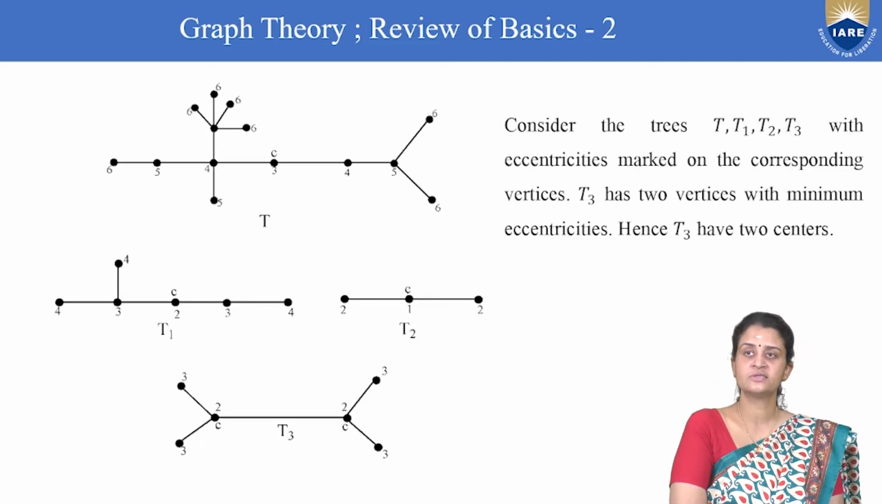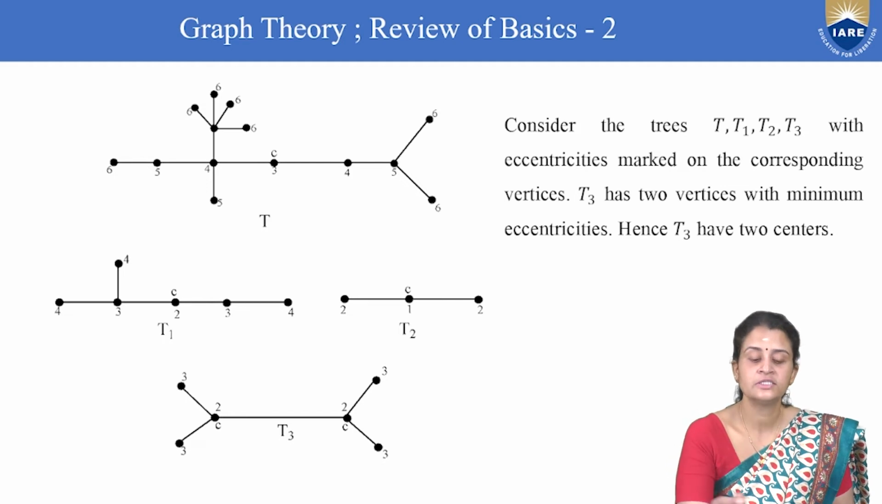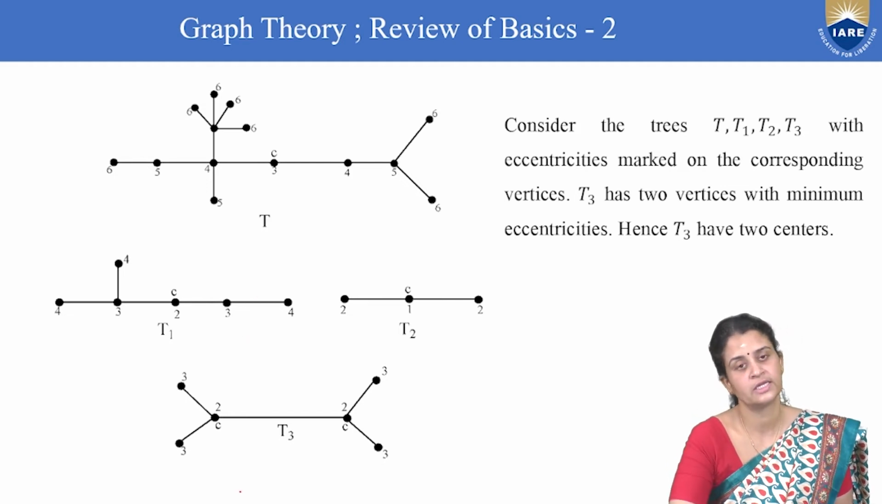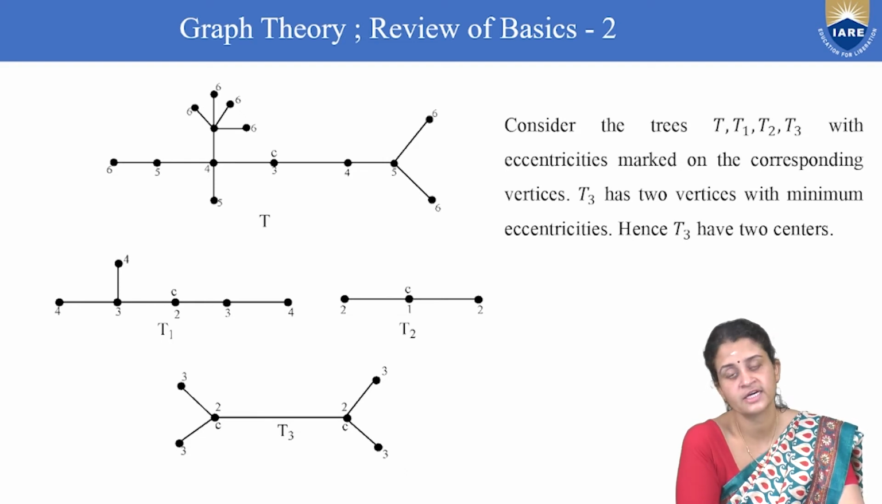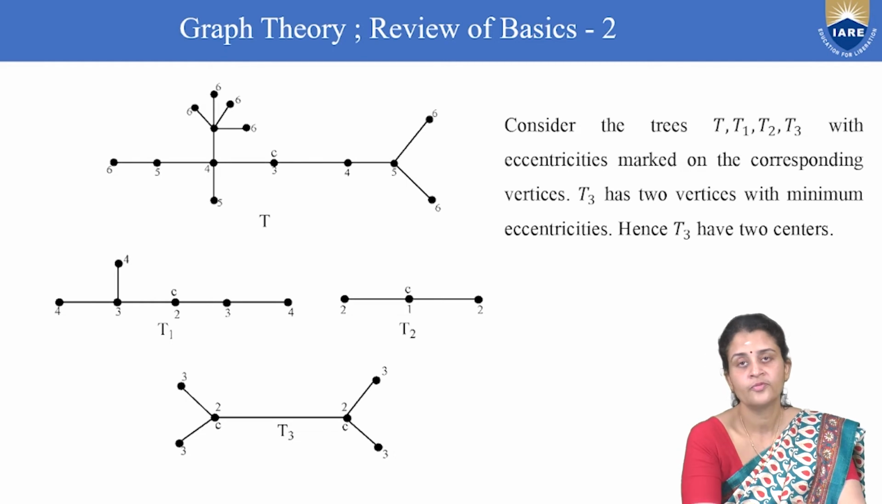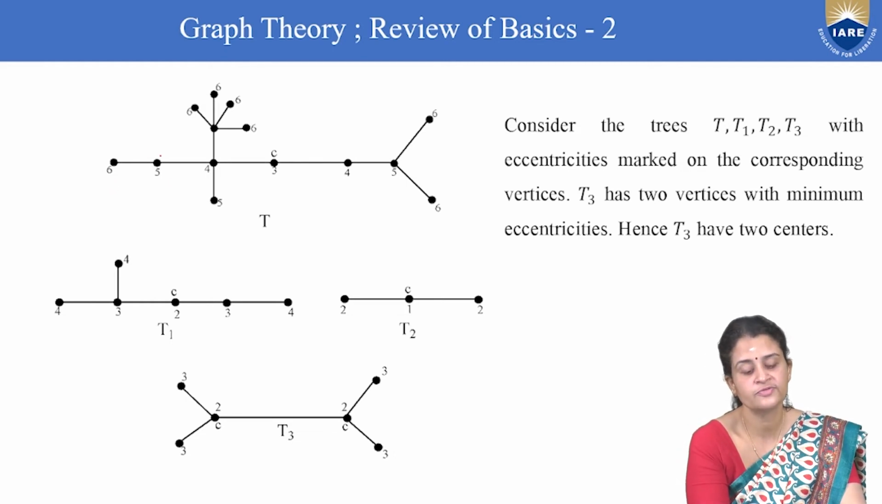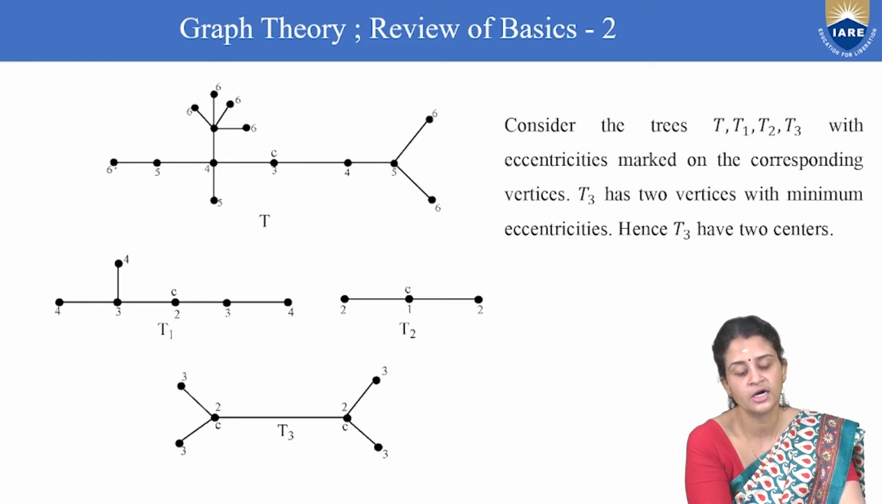Now consider these trees T1, T2 and T3. The eccentricity of each vertex is marked against the corresponding vertex. Here I have marked 6. Why? Because from here we can find the farthest root: 1, 2, 3, 4. When we are thinking about this vertex, it is 4; 1, 2, 3 only here. 1, 2, 3, 4, 5, 6. So the distance of this vertex to the farthest vertex is 6.